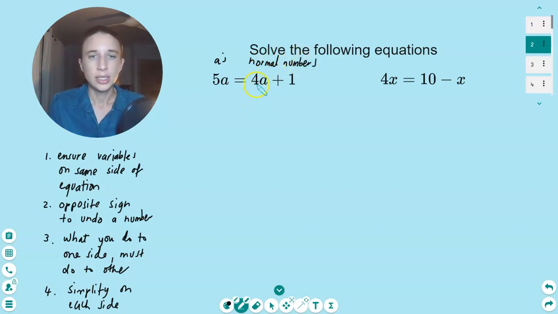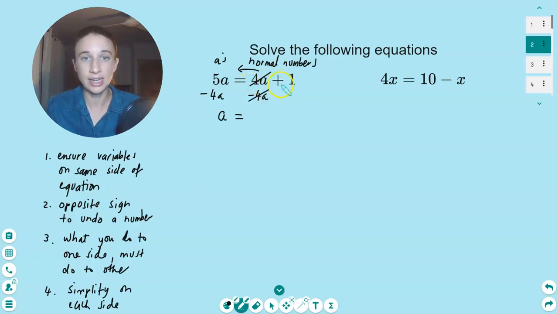So let's do it. If I want to get that 4a over to the other side, I need to subtract it. So I'm going to take 4a, because the opposite sign undoes the number. Okay, so 5a take 4a will just give us 1a, otherwise just called a. And over this side, we can cancel that. 4a take 4a is just 0, and we find that a equals 1. All right, so we are done. We've found a value for the variable that makes the equation true.